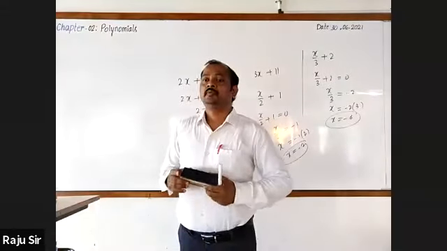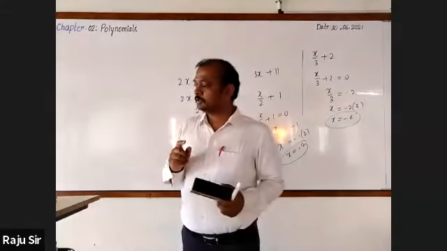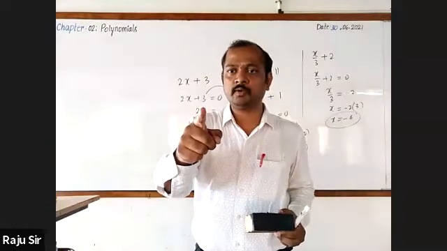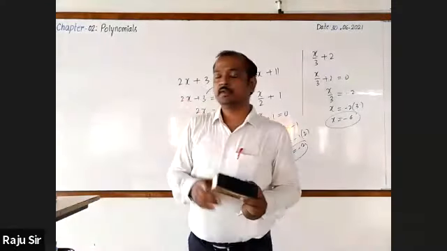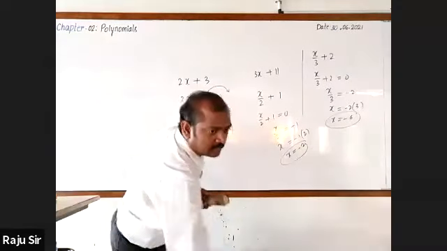Now we are moving to the next part of the chapter. In finding the zeros, in total how many were over? 5 questions were over. Now I'm going to give you the 6th one, 7th one, and 8th one. Right? It is the 6th one.